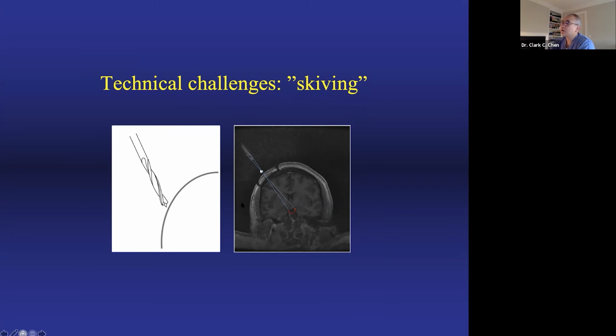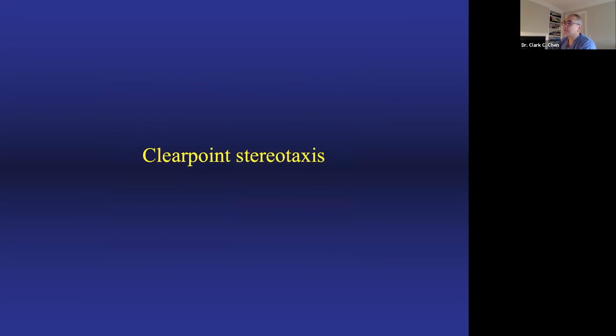And what I'm showing you here is how a minor deviation in skiving translates into significant distortion of where your end result biopsy is. So by knowing whether skiving occurred and making real-time adjustments, one could better ensure our trajectory in terms of ensuring accuracy of our stereotaxis. Now, ClearPoint stereotaxis, what is it and how does it differ from the traditional stereotaxis, and what are the benefits?